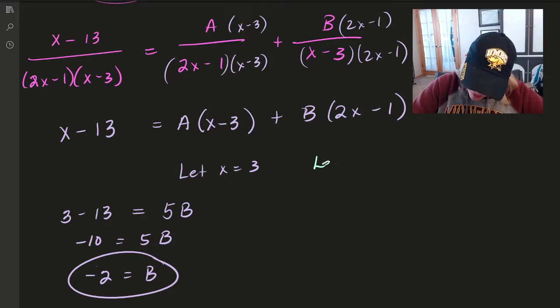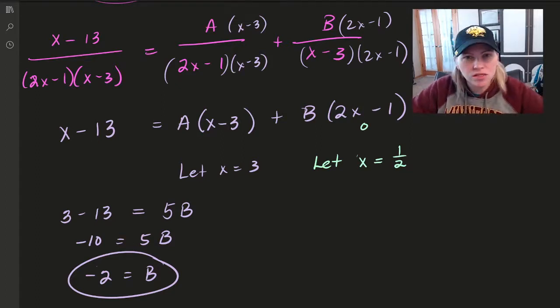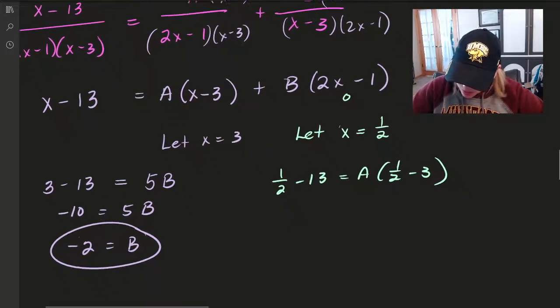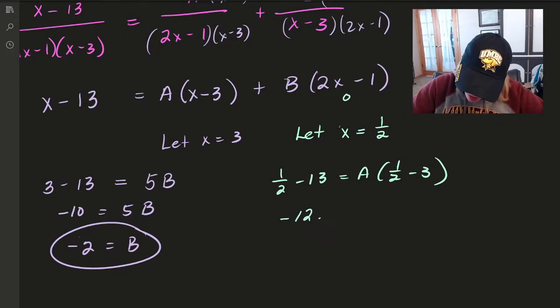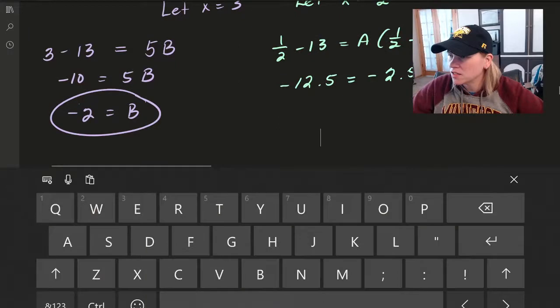Now I need to find a. So for a, I'm going to let x equal 1/2. That's going to turn this into a 0, right? Because the whole goal is, what is going to make a 0 for the b, what's going to make a 0 for the a. When I do that, I get 1/2 minus 13 equals a times 1/2 minus 3. Well, I'm going to think this one through. I'm going to get negative 12.5 equals negative 2.5a. And when I do my division there, I think a is 5.